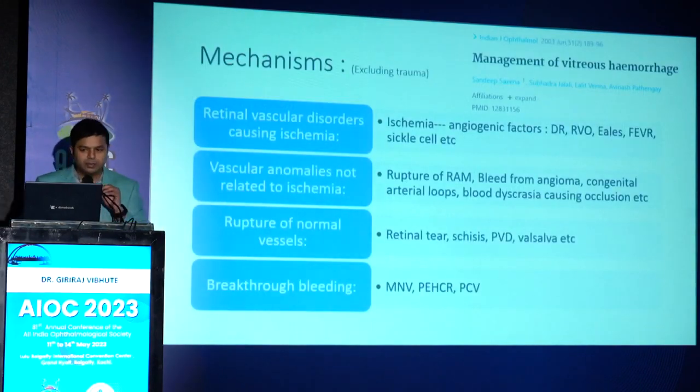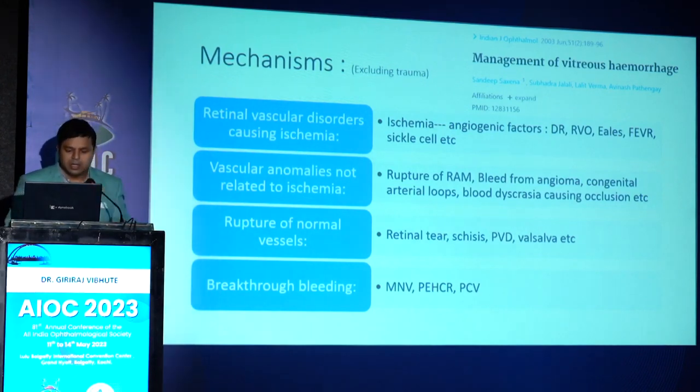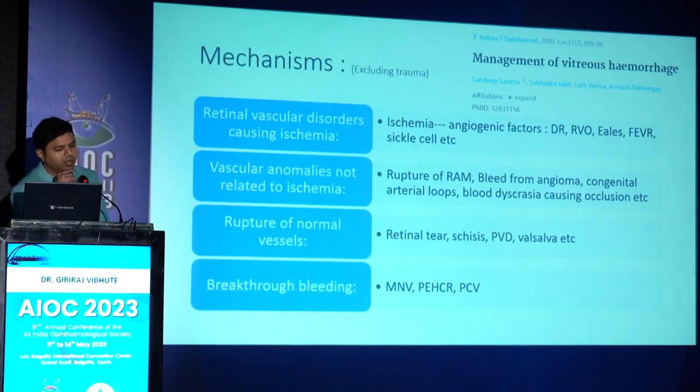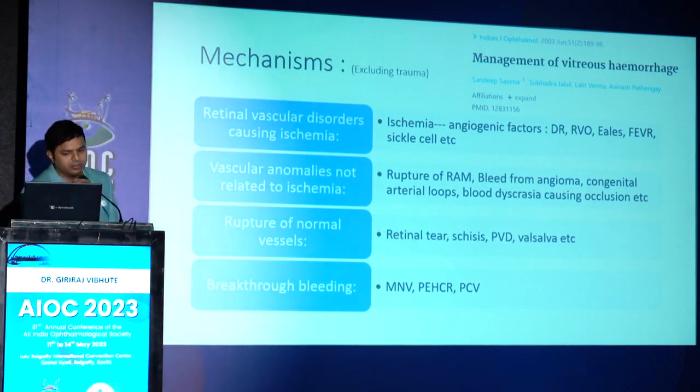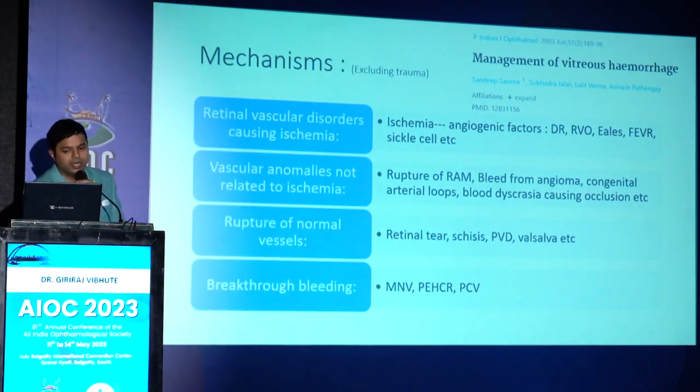So in this beautiful article by Saxena and Dr. Subhadra Jalali et al., they classify vitreous hemorrhage based on its mechanisms. Some common mechanisms are retinal vascular disorders which cause ischemia, leading to angiogenesis, which leads to vitreous hemorrhage. There are conditions of vascular anomalies where there is no ischemia, like rupture of a macroaneurysm because of hypertension, bleed from an angioma, congenital arterial loops, etc.